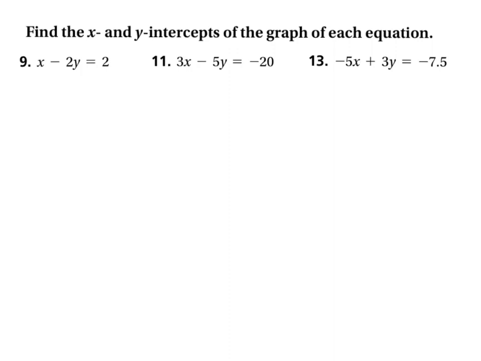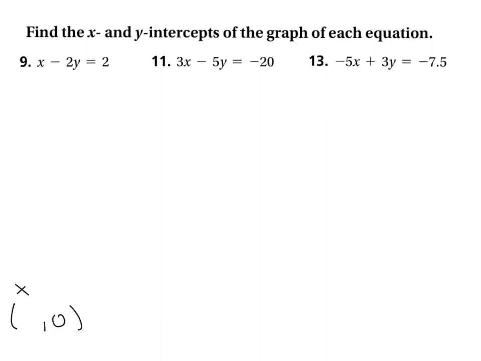All right, here we're asked to find the x and y intercepts of the graph of each equation. The x-intercept is going to have a y-coordinate of 0. So we're going to have something comma 0 for the x-intercept. The value that we're looking for, the x-coordinate, is what the intercept will be. We don't know what x is, but we do know y. It's going to be 0.